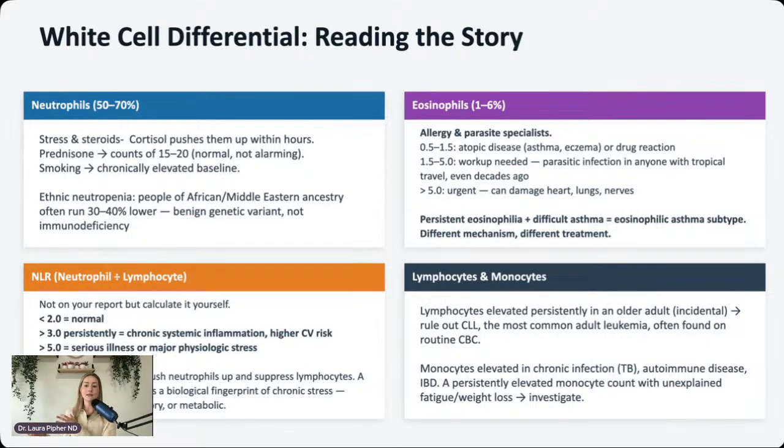And then we have lymphocytes and monocytes. When lymphocytes are elevated persistently in older adults, we want to look for the most common adult leukemia. And monocytes elevated can indicate a chronic infection, things like TB, or autoimmune diseases.